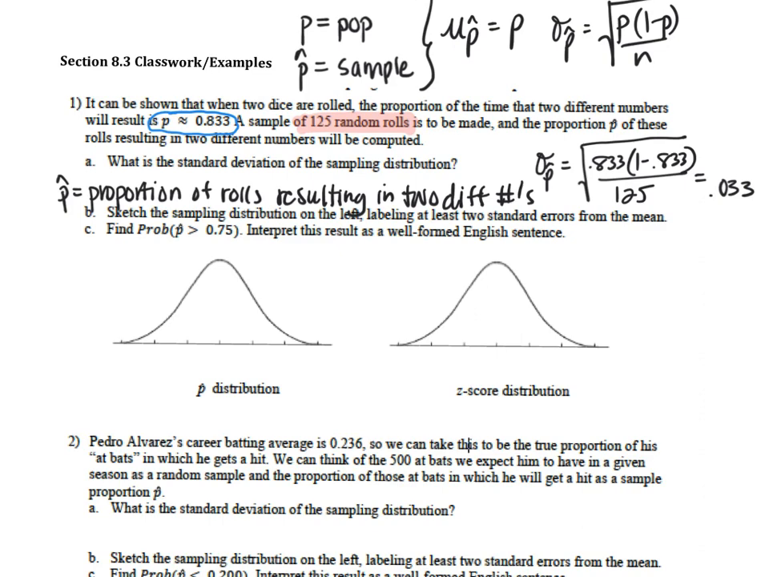All right, so now that I have my mean and standard deviation, I can draw some conclusions and make some inferences about this population or about a sample in relation to the population. Sketch the sampling distribution on the left, labeling at least 2 standard errors from the mean. Okay, in order for us to use these normal distributions like it is asking us to do in question B, we need to check our conditions that we are supposed to check. So let's go ahead and do that first. And once we check that those 4 conditions were met, we can use these normal distributions with peace of mind, okay?